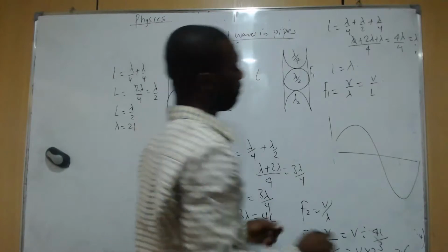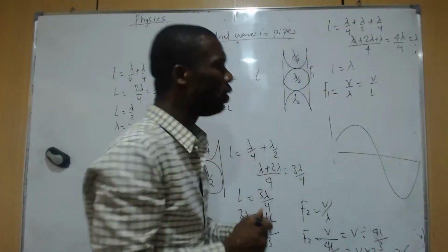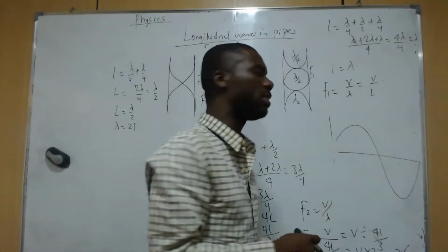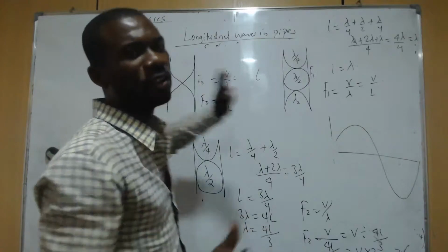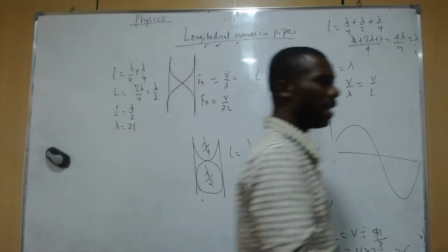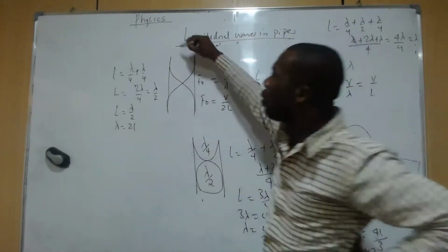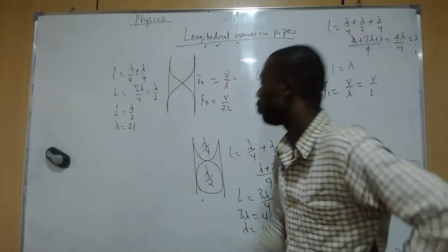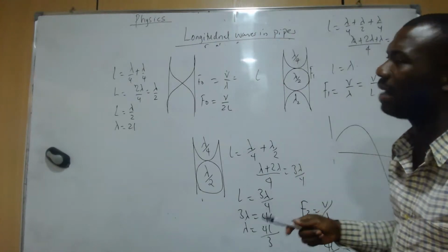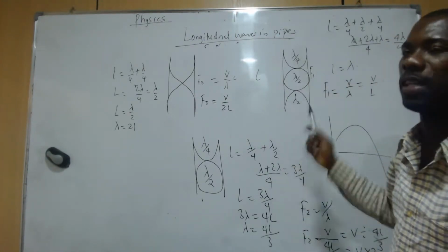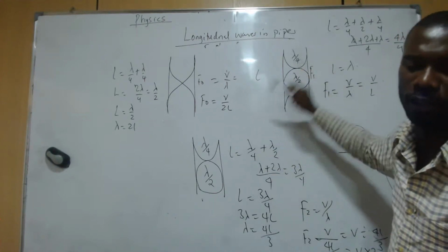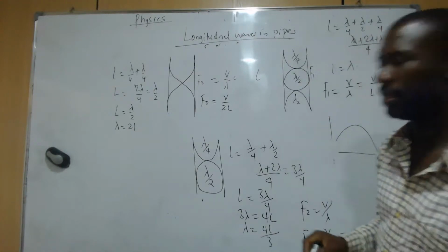That implies that an open pipe takes both odd and even harmonics for its overtones, while a closed pipe takes only odd harmonics. That is the major difference between open pipe and closed pipe. Another difference is that it is only in the first overtone of the open pipe that the length of the pipe is equal to the wavelength.